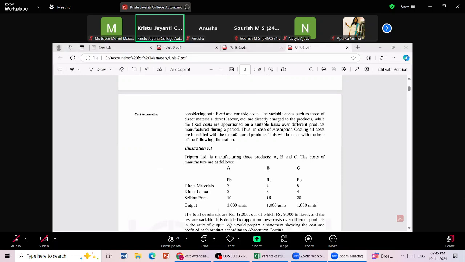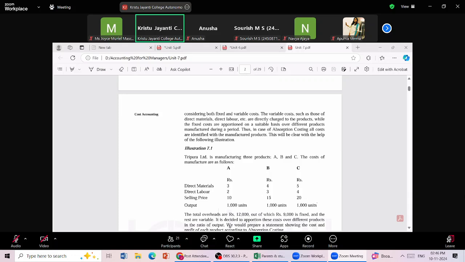So in absorption costing, all your direct material, direct labor, all your variable overheads and all your fixed overheads together will be identified with the product cost. That is what you call absorption costing. It is the process of tracing the variable cost of production and fixed cost of production to the product. That is what absorption costing basically focuses on.